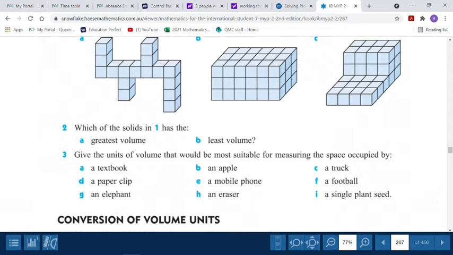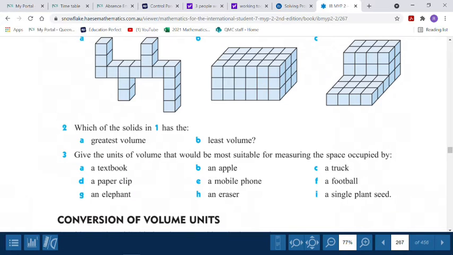So, if you have a textbook, what units would you measure that in? Centimeters, but of course we're doing volume, so it would be centimeters what? Cubed. Centimeters cubed, right? Be too small for a meter. How about a paper clip? The volume of a paper clip. Definitely millimeters, what? Cubed. Excellent. Thank you, guys. An elephant. Meters cubed or cubic meters. Yes, good. An apple. Centimeters cubed. A mobile phone. Centimeters cubed, probably. Now, we had some argument about this one in the other class because an eraser. Centimeters.